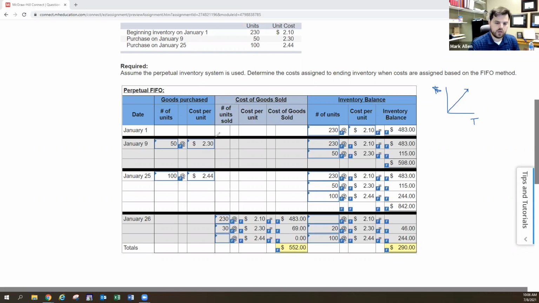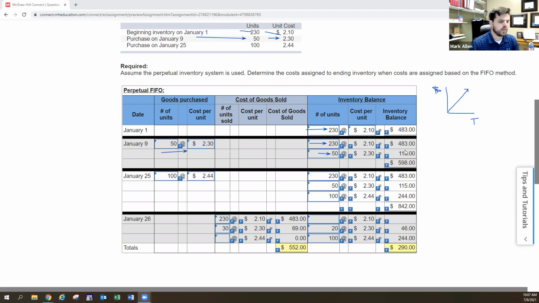We had beginning inventory on January the 1st. In that case, my inventory balance was just the 230 units at $2.10. Multiplying those two across gives us the 483. So that's my first line here. Now, the next line that we see, we purchased on January 9th, 50 units at $2.30. So that simply pulls in here. You'll notice this 230 at $2.10 simply pulls down, and then we add in the new information.